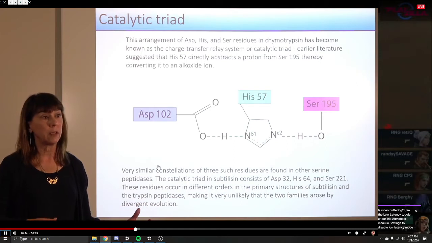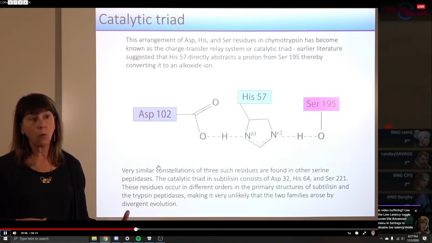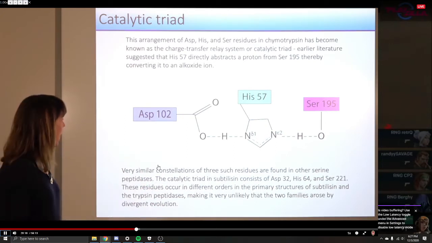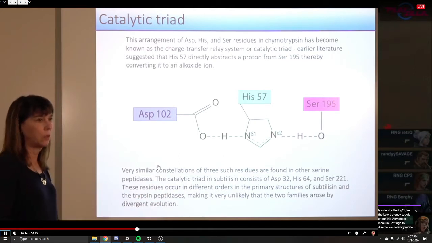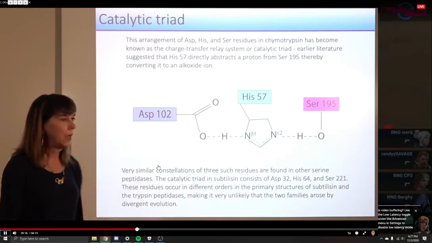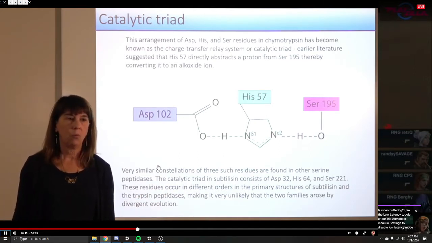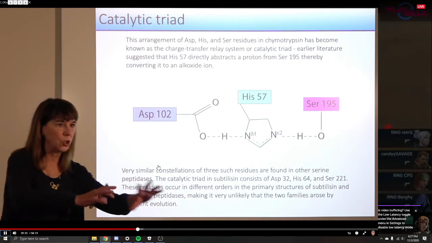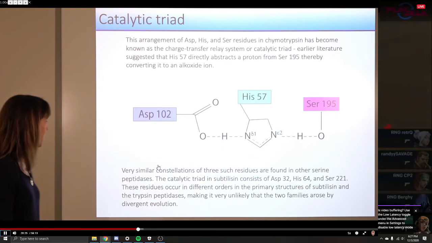But these were crystallographers solving the structures. They weren't enzymologists, they weren't chemists. And so they had this thing in the literature of how this aspartate pulls the proton off the histidine, which pulls the proton off here, and you have an alkoxide. Well, we know chemically that doesn't work. But what we now know is that it's the three together in conjunction that allows this to happen.